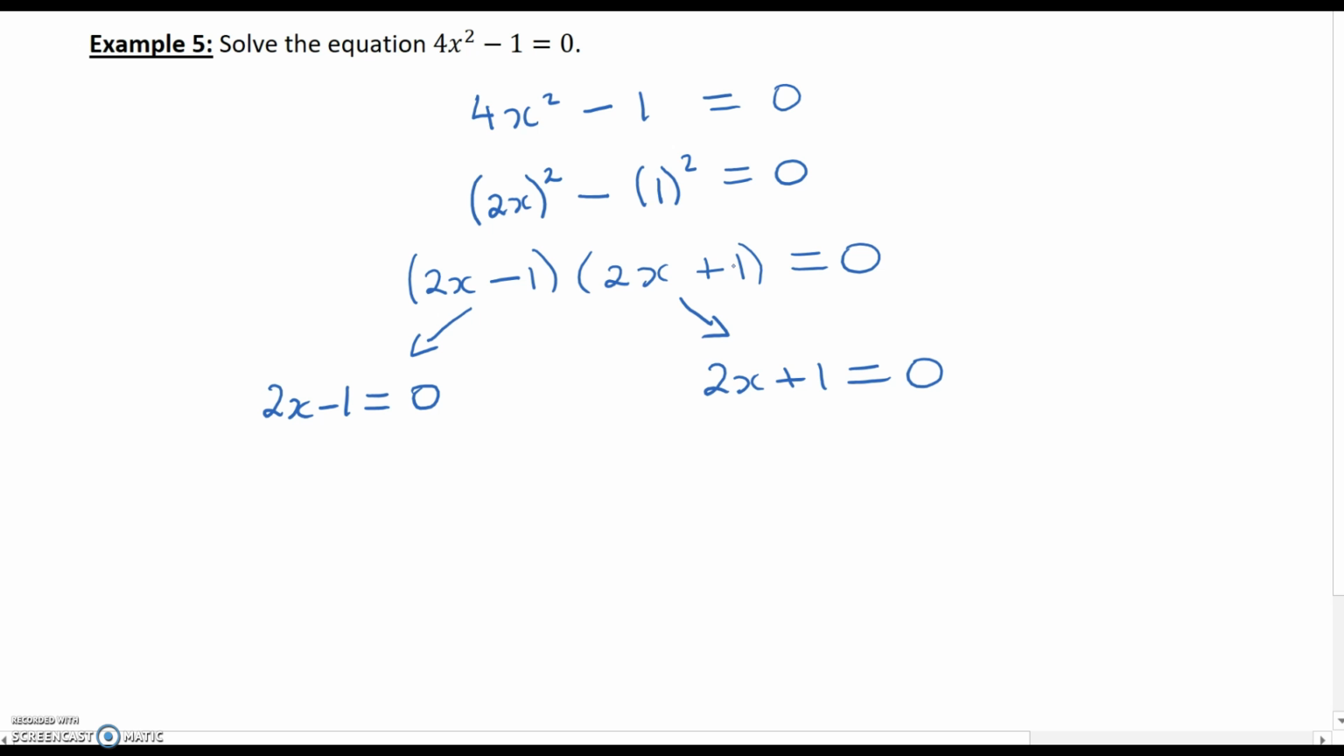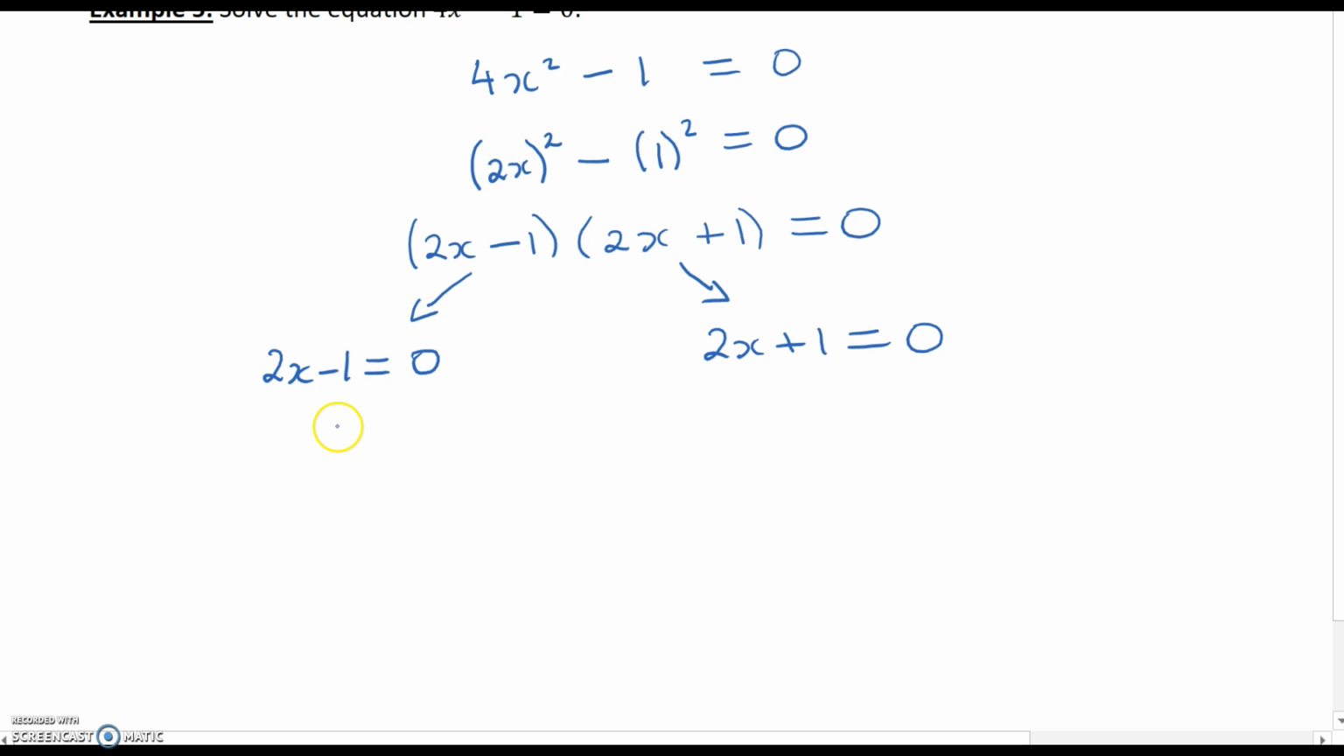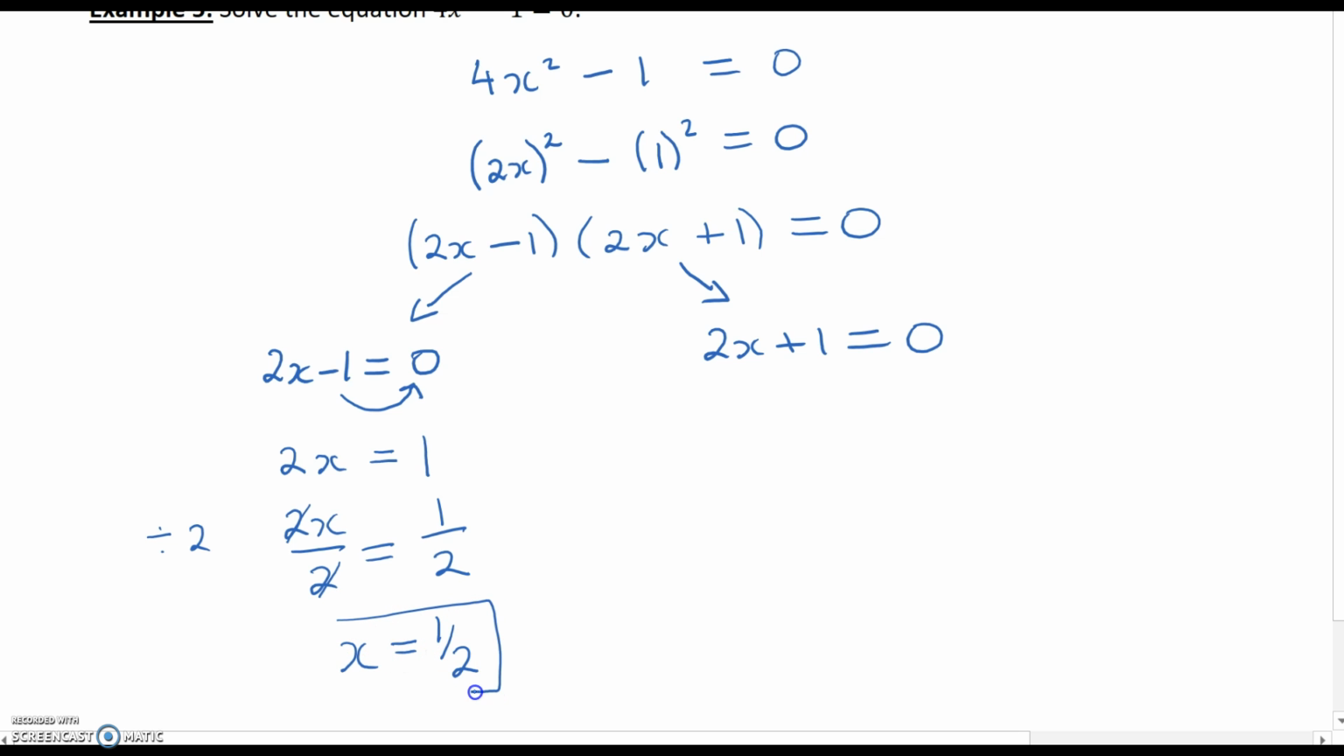Now from here on in it's the same as before, just try and get x on its own. So you look to see what's on the wrong side. The minus 1 here is on the wrong side, so move it across and change its sign. So we'll get 2x is equal to positive 1, or just 1. And we'll divide both sides by 2. 2x divided by 2 is equal to 1 over 2. The 2's will cancel, so you have x is equal to 1/2. So that's one of our answers.